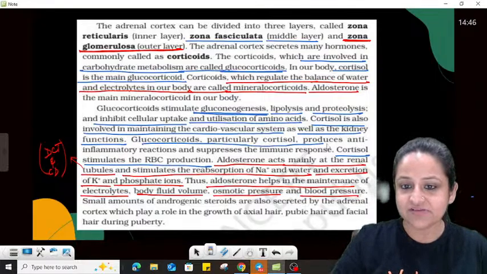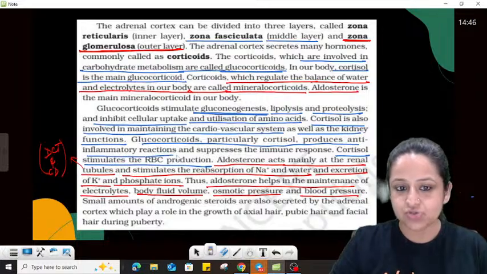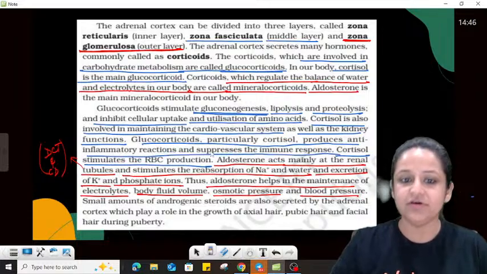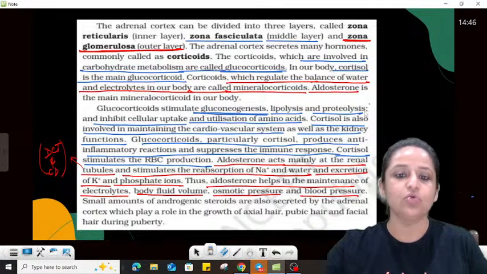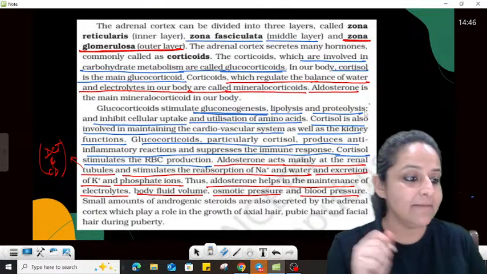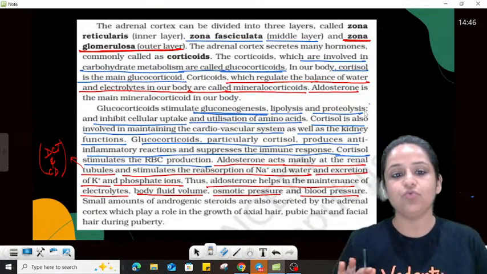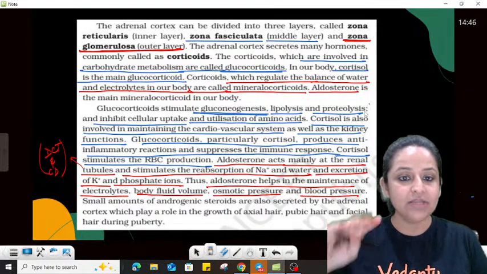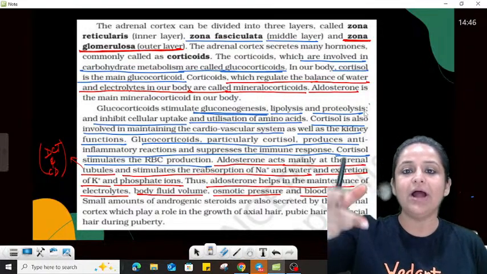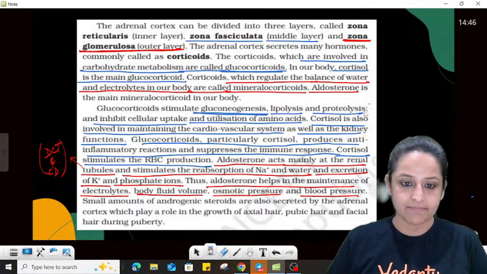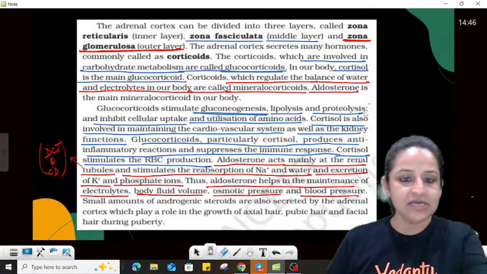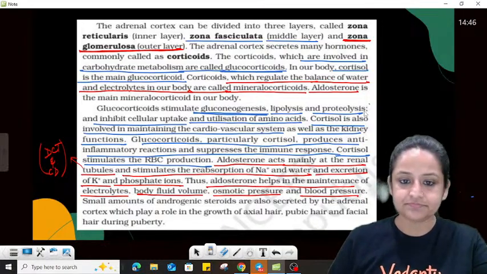See, cortisol plays a very big role in the body, right? So these are all the functions of the glucocorticoids. The ones I have marked in blue color are all the functions of glucocorticoids. They are maintaining the carbohydrate balance in the body. I hope this is clear.